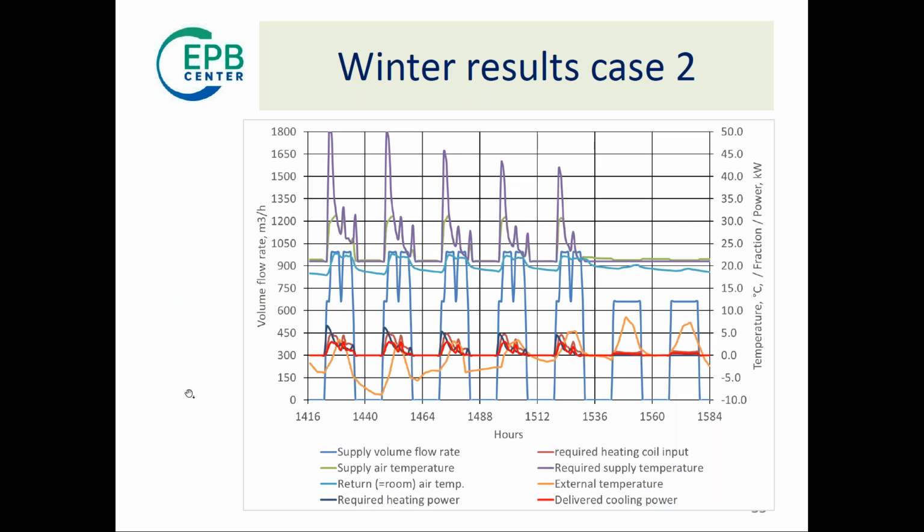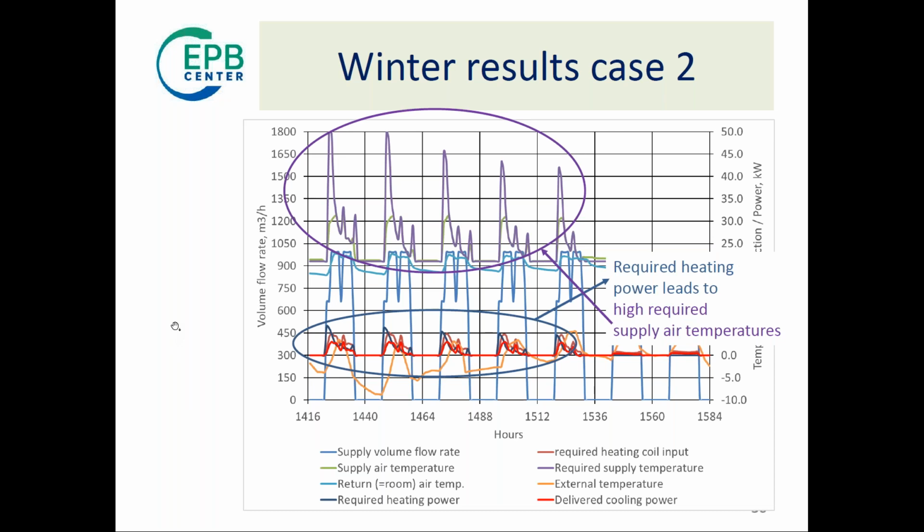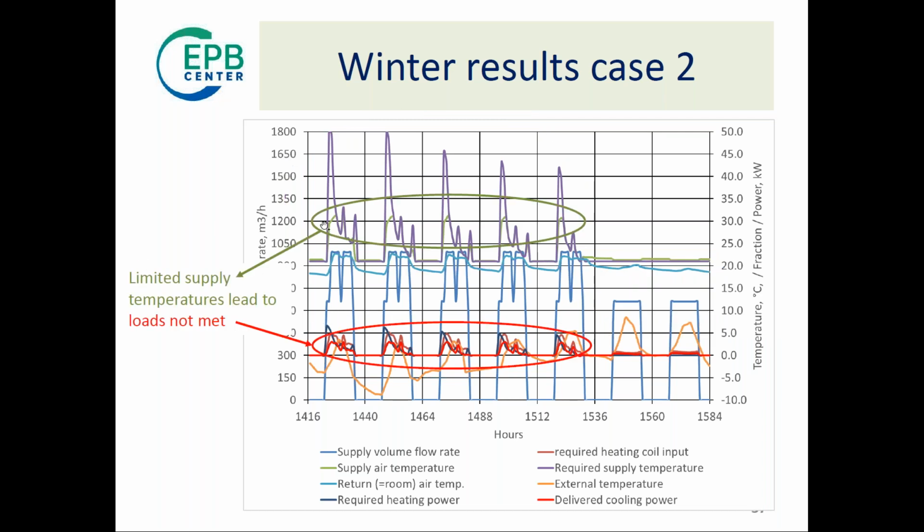Similar in the winter case, here we have pretty high peaks for the required supply air temperatures, which are not actually followed because the system is not able to provide those peaks. So it's limited to this value, and the loads as a consequence are not met. That doesn't mean it's always the case. It depends on how you design and dimension your system. I just wanted to show all the possible consequences that this combination of spreadsheets is able to show, these effects.